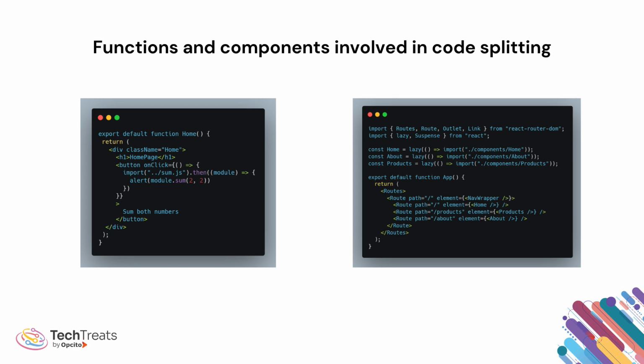But there's a problem. If you import the function at the top of the file, the code will load even when you have not clicked the button. A better approach will be to load the sum function only when you click the button. To achieve this, you will need to perform a dynamic import. This means importing the sum function inline in the button element. This is how the code will look.